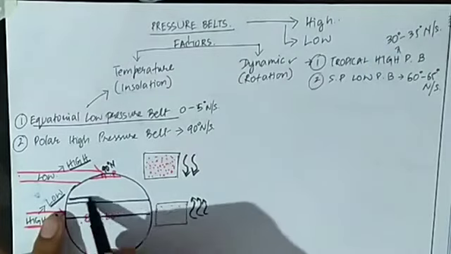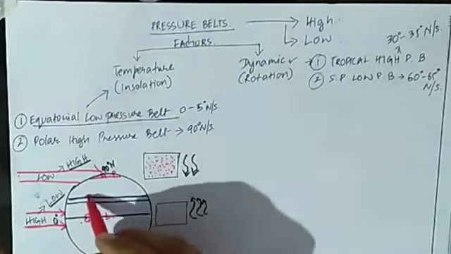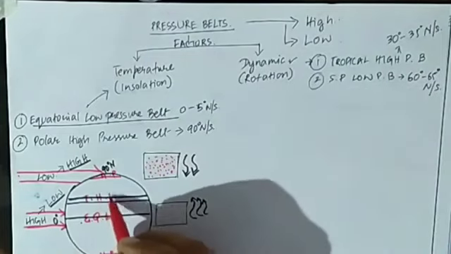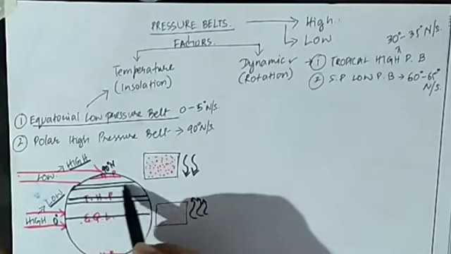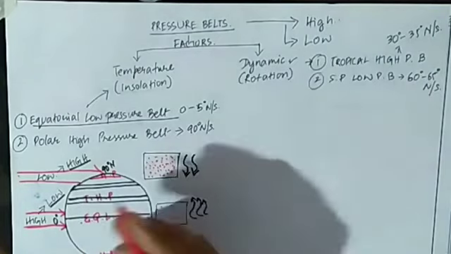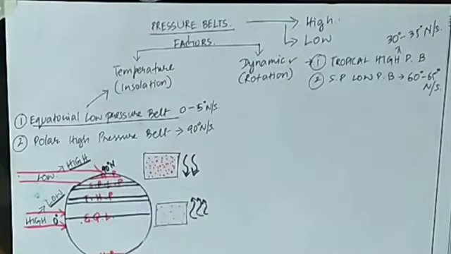Okay, so right above the equatorial low pressure belt is your tropical high pressure belt, and in between the tropical high pressure belt and polar high pressure belt lies the subpolar low pressure belt, that is 60 to 65 degree north and south latitude. Okay, students, so let us understand the formation of tropical high pressure belt.